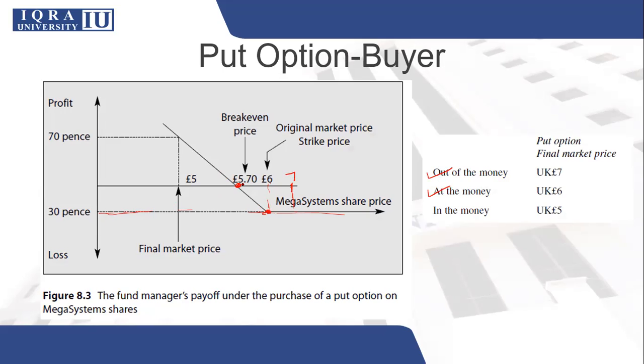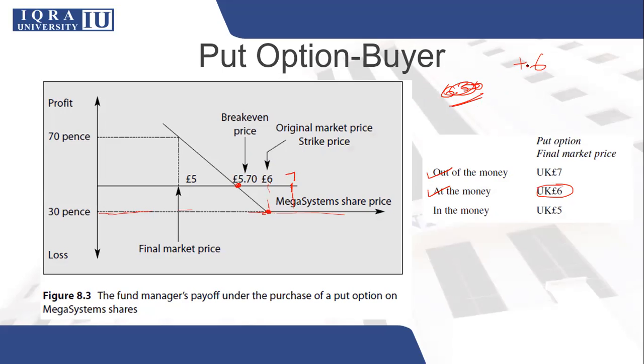Now, why is it 5.7 and not 6.3? This is interesting. It is not 6.3, the break-even price like in the call option. Instead, it is 5.7, because remember, you're talking about a seller. For a seller, this 6 is an income. Okay, so it's a positive cash flow. Do not make this mistake of taking the break-even price as 6.3.